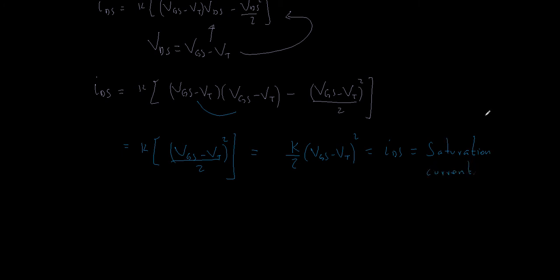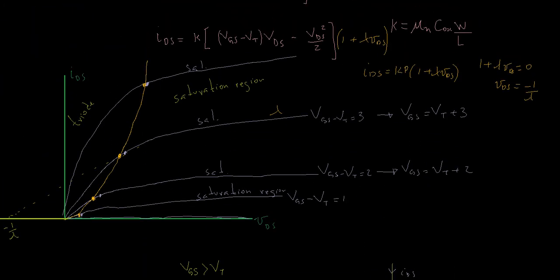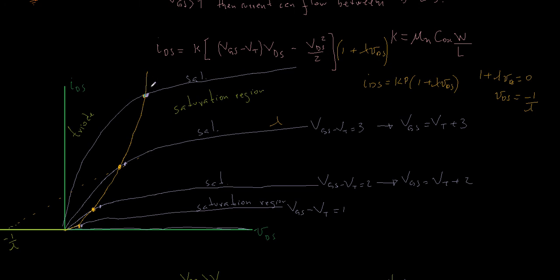So now you can understand why I drew this quadratic equation here. This is precisely equal to this expression here, and we can substitute for VDS here, so you get IDS is equal to K over 2 times VDS squared, because remember VGS minus V threshold is equal to VDS at the point of saturation. So this is the quadratic equation that I have sketched here.